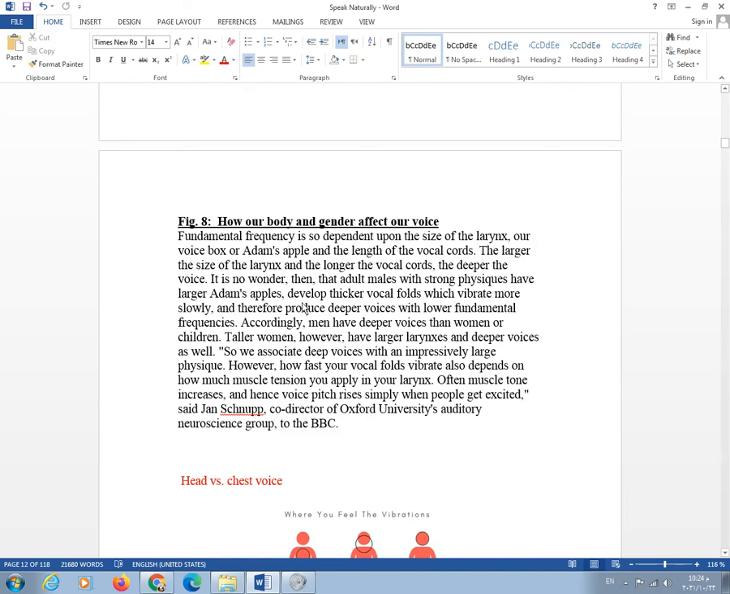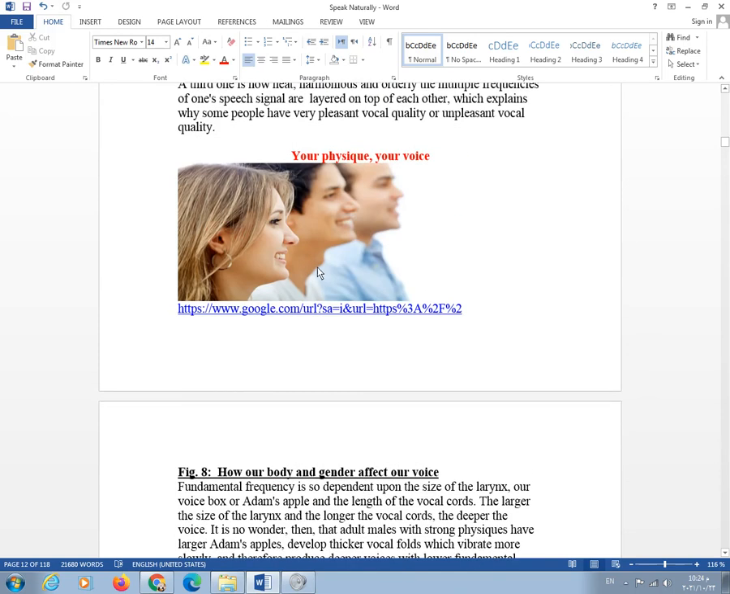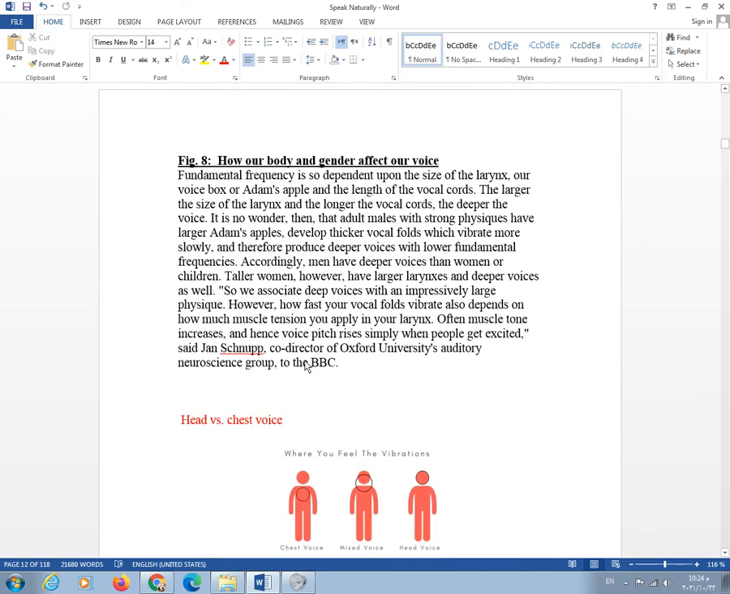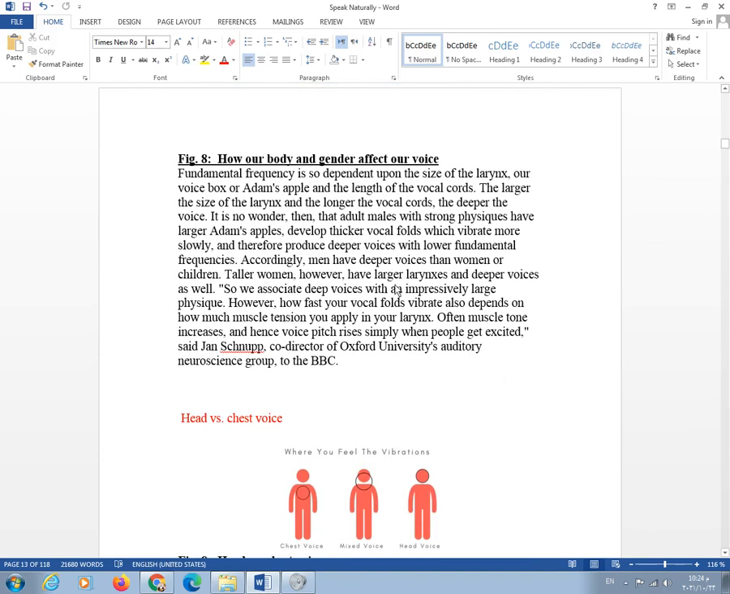Okay, as you see here, this is Adam's apple in males, and see how it is very prominent and very wide, and therefore the voice of men is different from the voice of women. Okay, taller women also have larger larynx and deeper voices as well. So if you find a tall woman, you'll find that she has a wider, larger larynx, and her voice is going to be so deep.